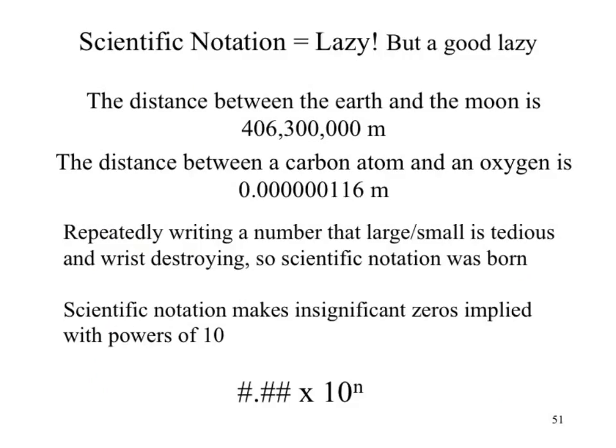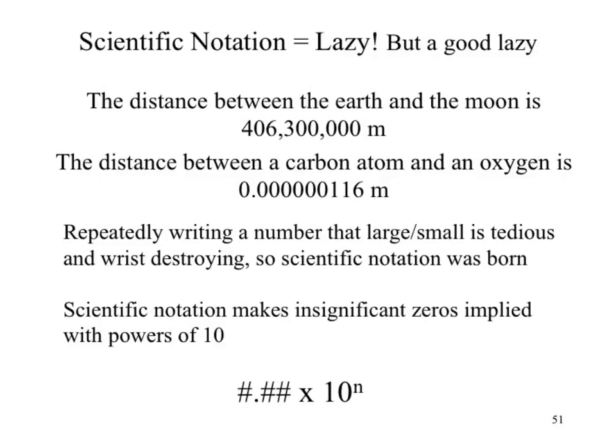Okay, so let's combine that now with our scientific notation. We have the distance between the Earth and the Moon being, I know my numbers, 406,300,000 meters. There's a lot of extra zeros in there that I may not want to write out. Right? So I want some way that I can stop writing out the zeros.